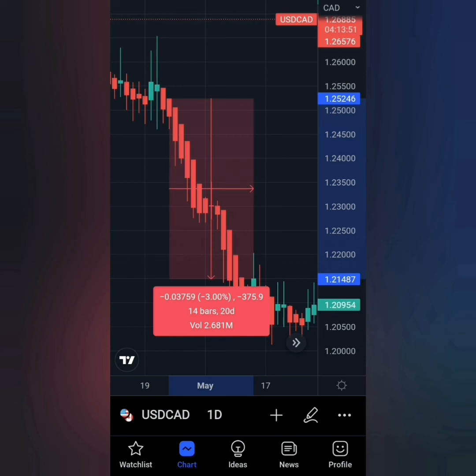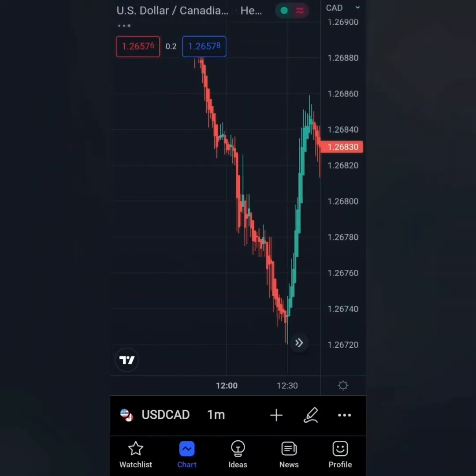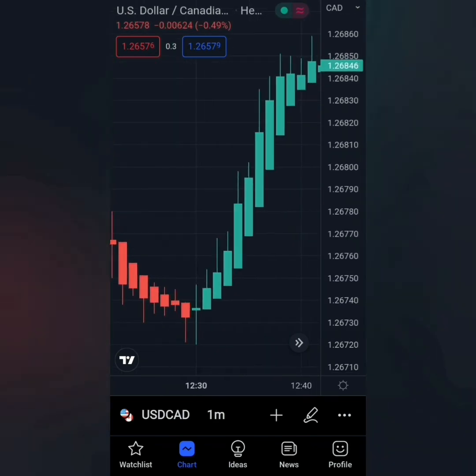For this trade to play out, it took a lot of time. So you don't have to be at your chart the whole day. You can watch it fast, make your execution, and then you can wait. But if you have a lot of time in the day, you can do this on a 1 minute time frame. You can make a lot of money with this strategy.